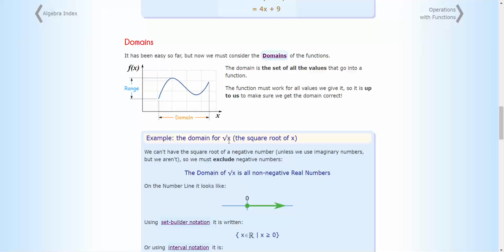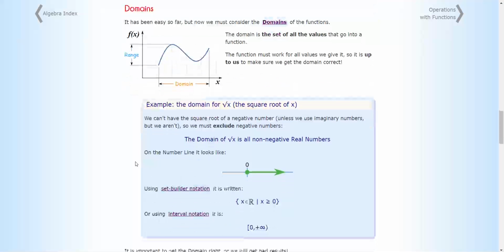The domain of the square root of x: we can't have the square root of a negative number unless we use imaginary numbers, but we're not doing that, so we must exclude negative numbers. So assuming the first function is the square root of x, where x belongs to all real numbers, unless 0 is included, so it's non-negative real numbers.